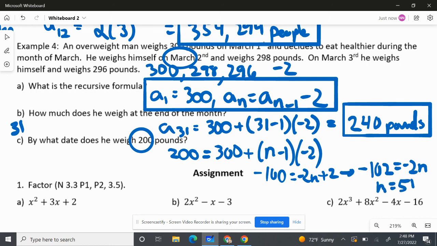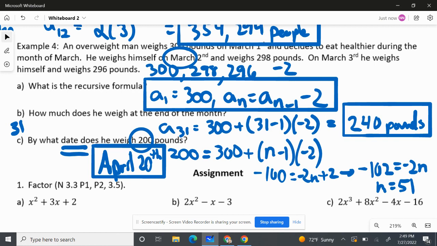Now, 51 is not the answer. What I'm looking for is what date. So if March has 31 days, that means this would be 20 days afterwards. So that means that it would be April 20th, because that would be 20 days after March 31st.